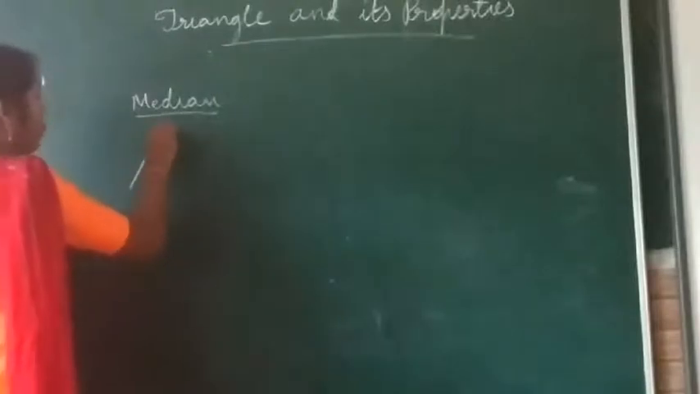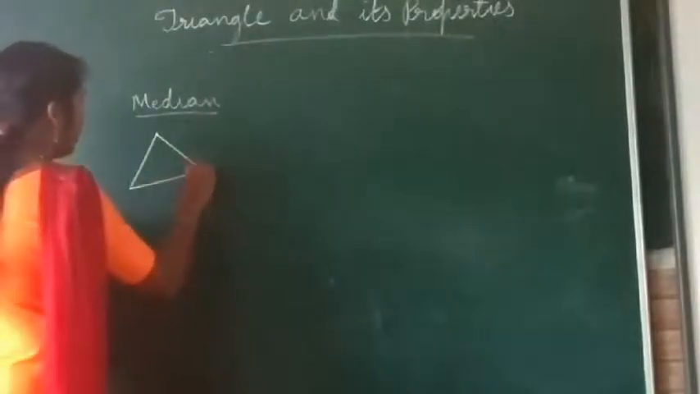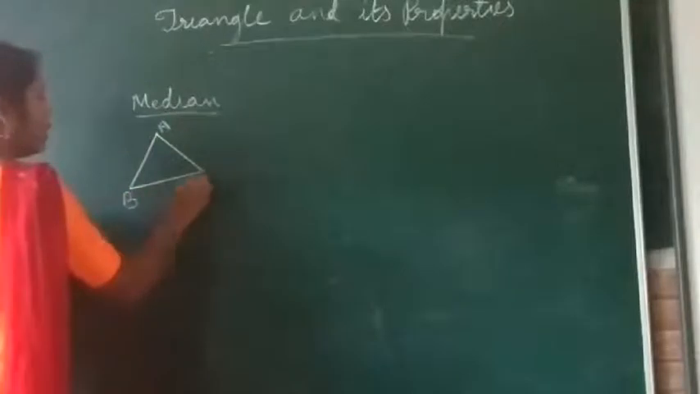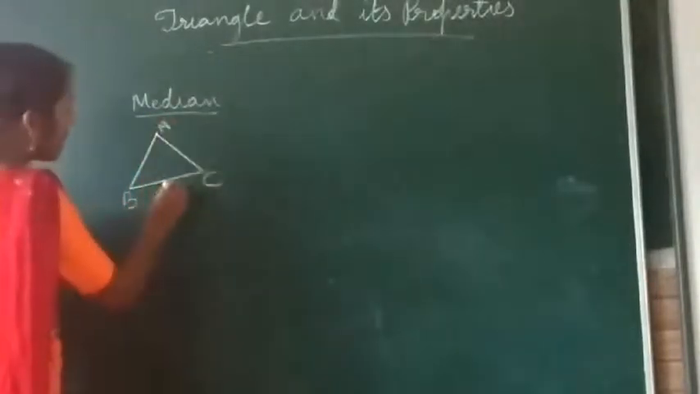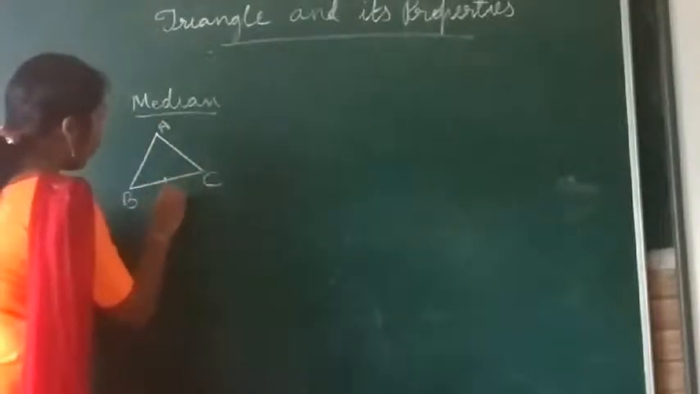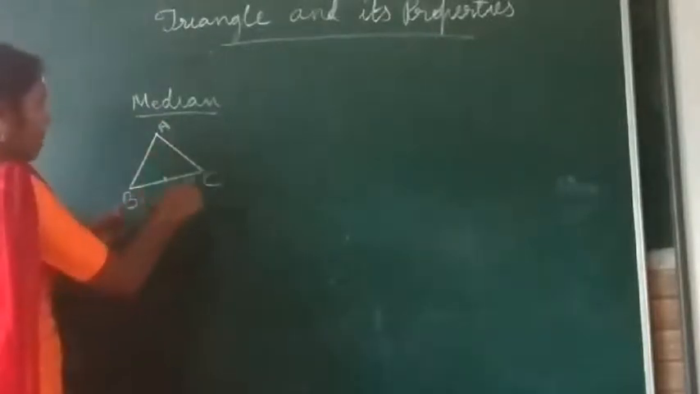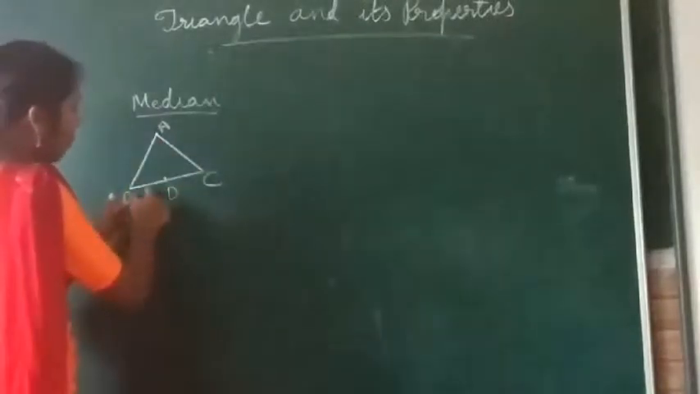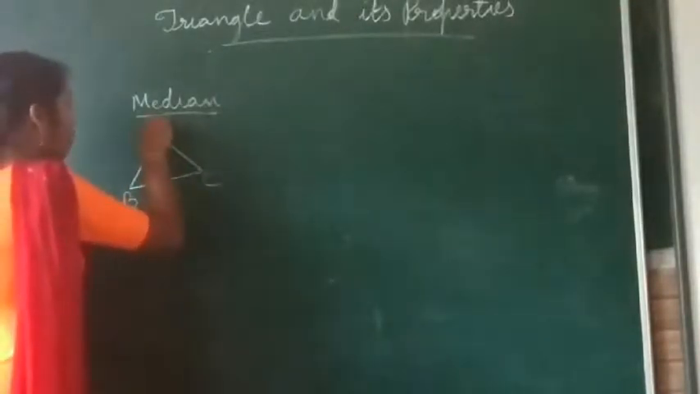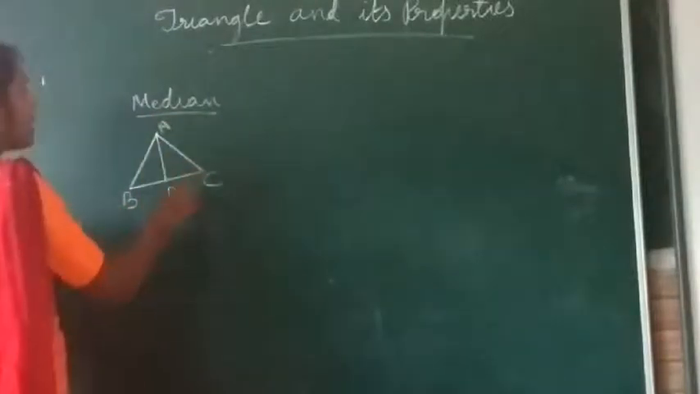So here if we consider a triangle ABC, and we consider the vertex A. From the vertex A, suppose D is the midpoint of the side BC. This is the opposite side of the vertex A. D is the midpoint of the side BC. And if we draw a line segment from A to D, AD is the median.